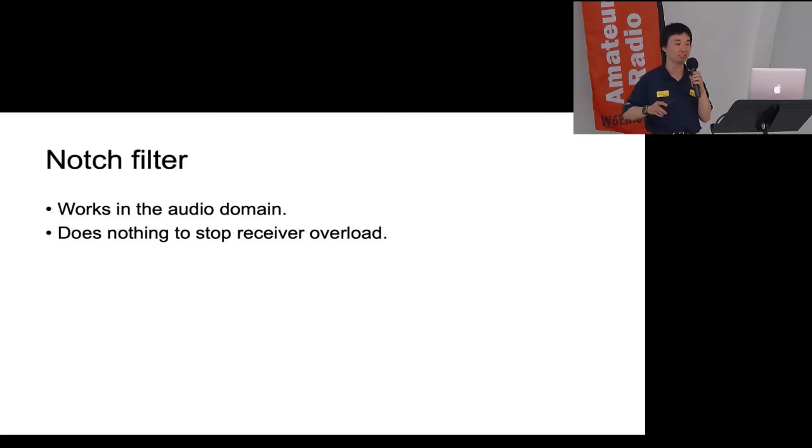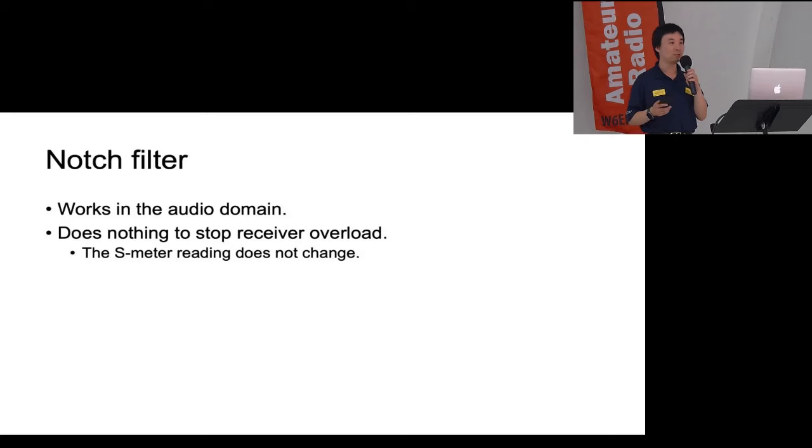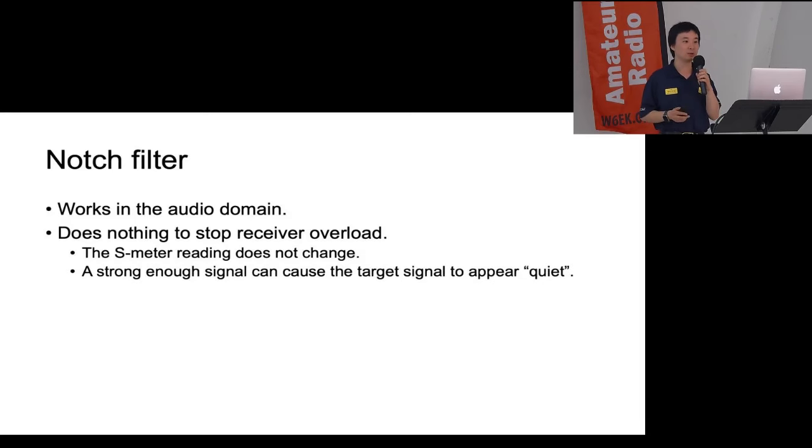Now, it's important to know that the notch filter works in the audio domain. It does absolutely nothing to stop receiver overload. And you can tell when you turn on the notch filter that the S meter reading will not change, even if you notch out that signal. So what that means is a strong enough signal, even with the notch filter, will cause the target signal to appear quiet. So if someone's tuning up at legal limit two blocks away, yeah, you can notch them out, but the station that you're trying to pick up probably still sounds real quiet because the radio still is getting overwhelmed by a strong input signal.